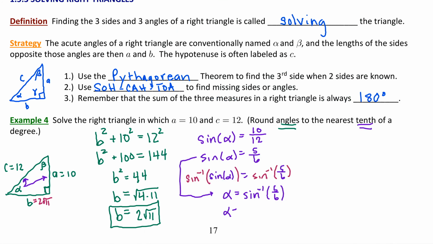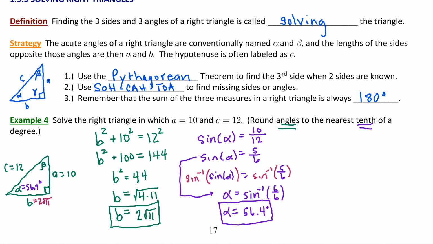So alpha is 56.4 degrees. So be sure that you have your degree symbol there and make sure you've rounded to the specific decimal place requested in the problem. So back on our diagram, we can now see alpha is 56.4 degrees.